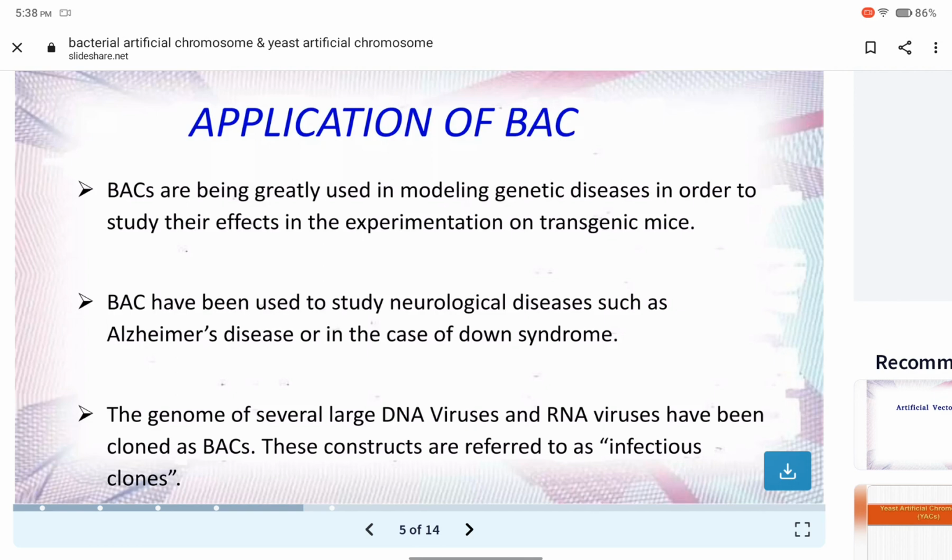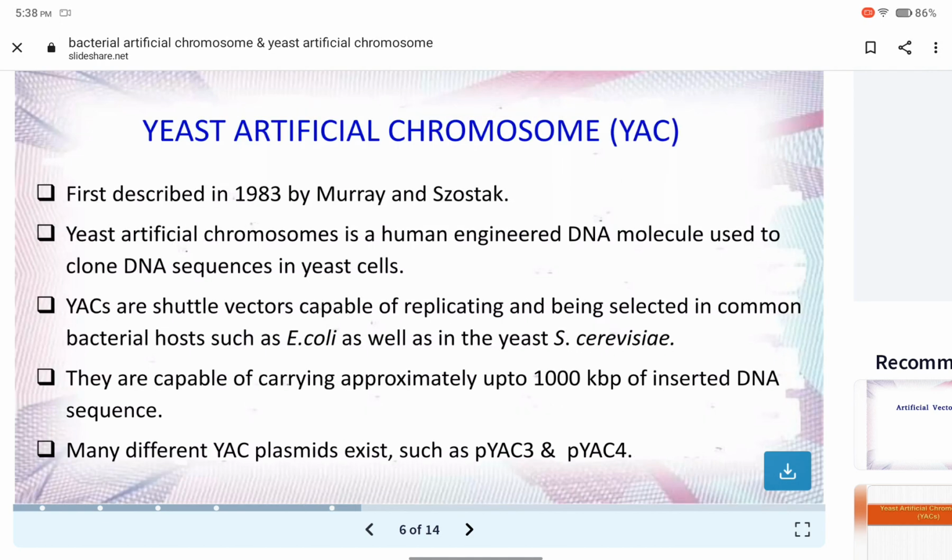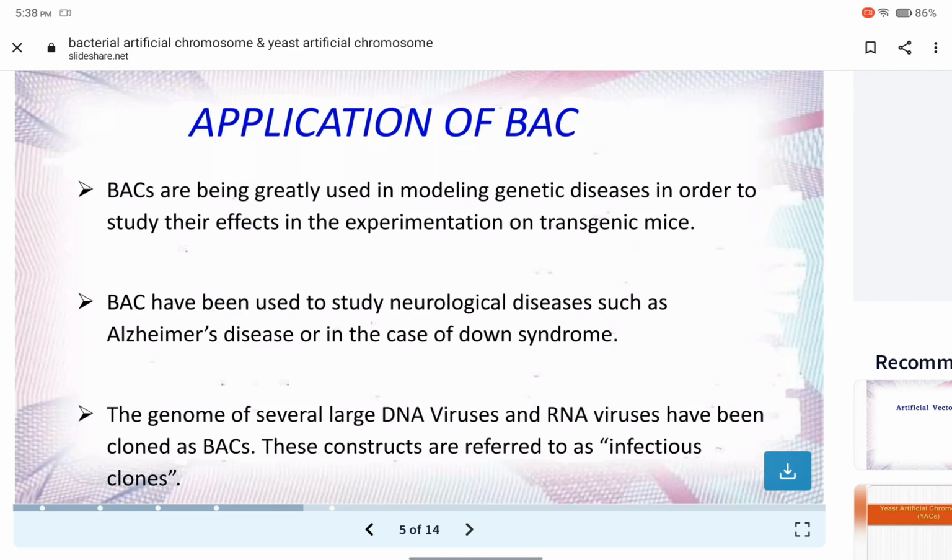The genomes of several large DNA viruses and RNAs have been cloned in BAC. We can study the genomic library. So these are very helpful in creating the genomic library and it is very helpful in the Human Genome Project. The genomes of several large DNA viruses have been cloned as BACs. These constructs are referred to as infectious clones. Let me repeat it. The genomes of several large DNA viruses and RNAs have been cloned as BACs and these are called infectious clones.